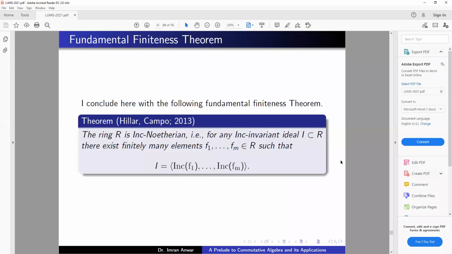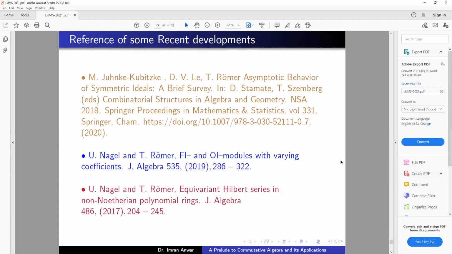The main references are these three, where this kind of result has been studied. These are very recent, and this is again low hanging fruit for anyone who would like to study and work in this particular area. So these are the main references for that. That's it.